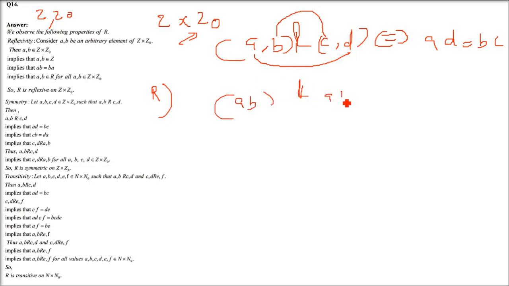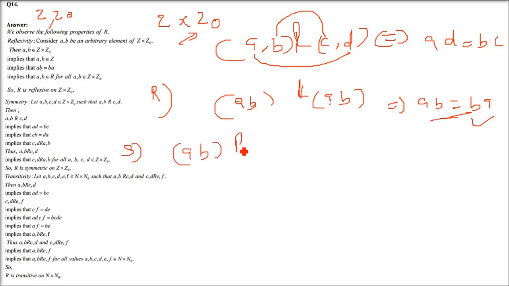So first, is AB related to AB? Both are the same. How will they be related? A into B is the extreme and the inner one is B into A. They both are the same, AB is equal to AB. So this is reflexive, no problem with that. Now symmetric. AB is related to CD.